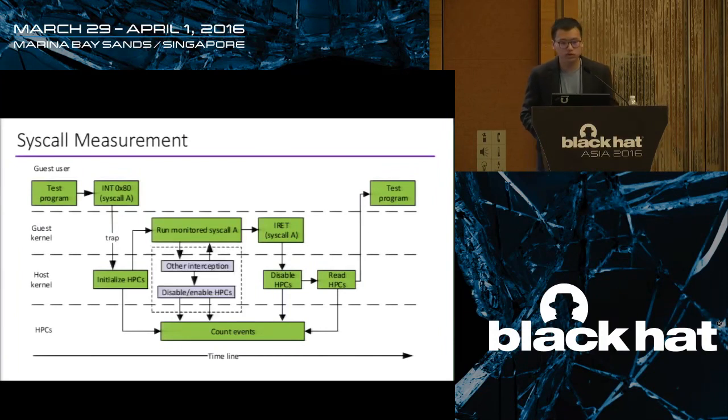During the syscall process, there may be other high priority events that will interrupt the counting process, but there won't be any problem, because we will store the counter value before we execute the interruptions. And then once the interruption finishes, we'll restore the counter value and keep counting.